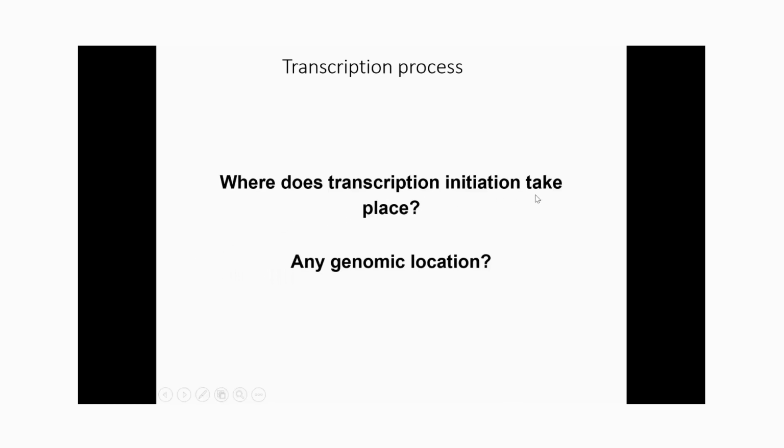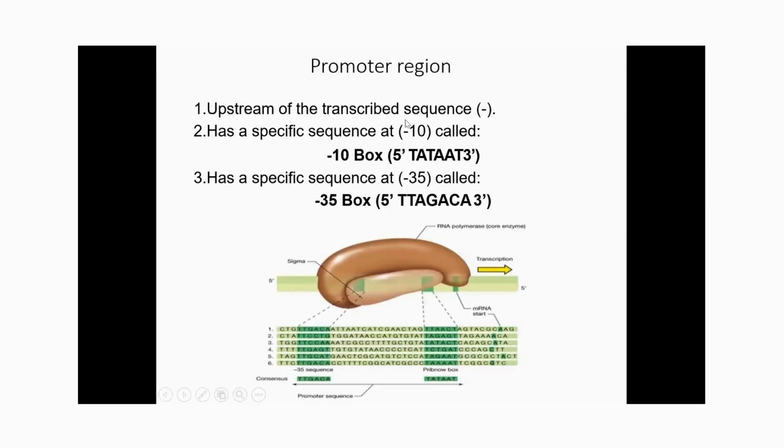Where does transcription initiation take place? At any genomic region or location? No. It takes place only at the upstream site of the +1 base, and this site is known as the promoter. This is the double-stranded DNA molecule shown in light green and dark green color, and this is the RNA polymerase enzyme.